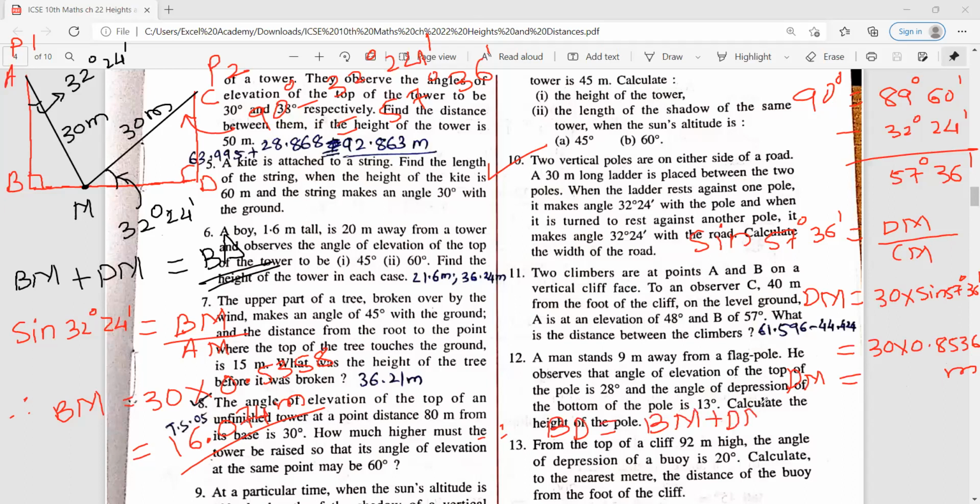25.608. Okay, so add kara 16.074 plus 25.608. Can you tell me what is the addition? And round it off to second decimal in meters. That will be the width of the road. 41.682. So it should be 41.68 meter.